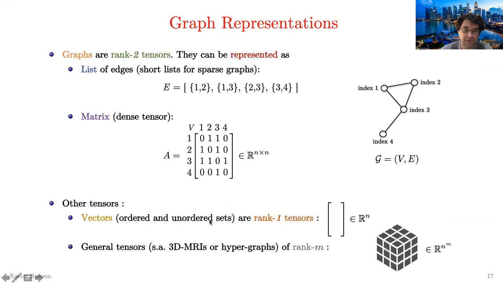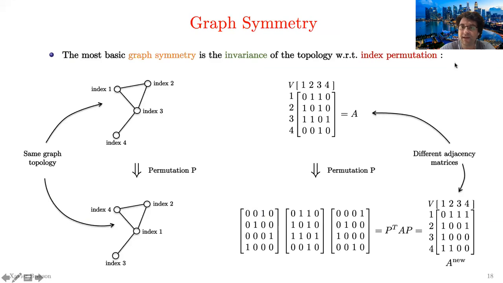Then you will have a general tensor of rank m, like 3D MRI, or maybe a hypergraph. So it's a vector in R^n, and here it is going to be a tensor of size n to the power m. So the most basic graph symmetry is the invariance of the topology with respect to index permutation.